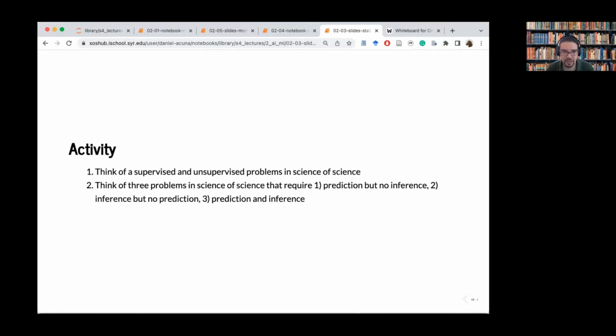Okay, so the first question is, think of supervised and unsupervised problems in science, and think of 3 problems requiring these combinations of features: prediction but no inference, inference but not prediction, and prediction and inference. So let's take like 10 minutes to discuss this and see what happens. I'm going to share this with the breakout rooms.